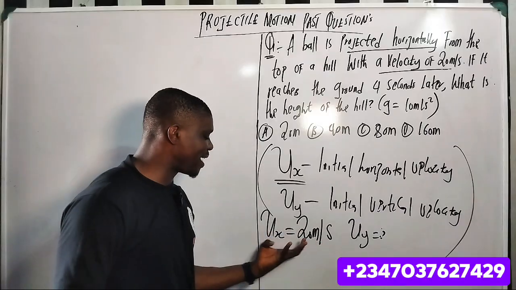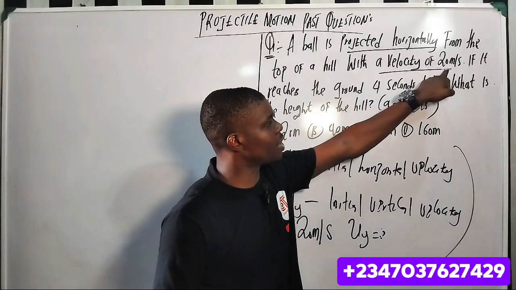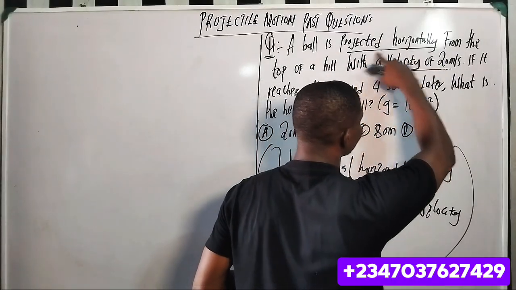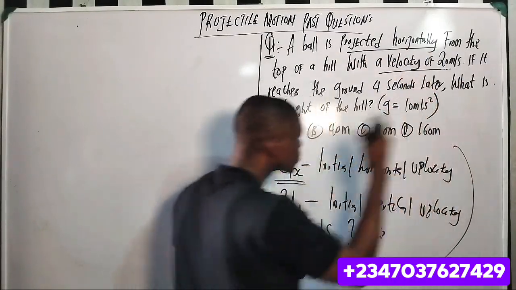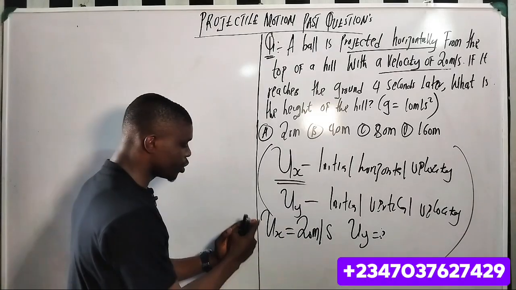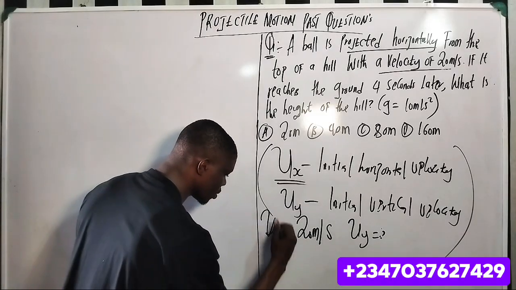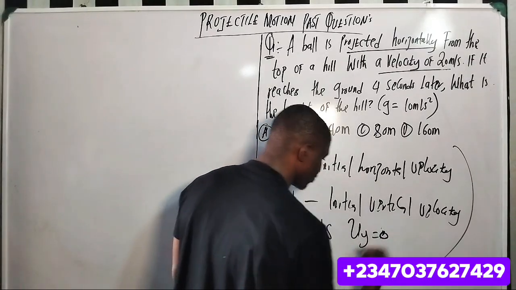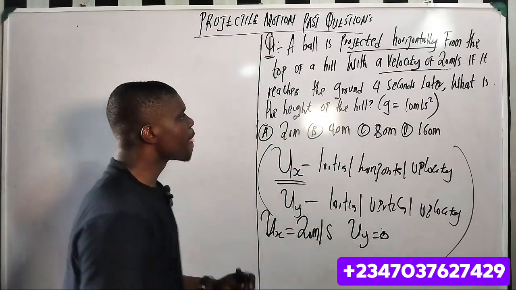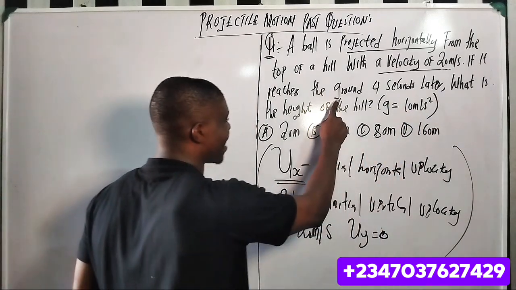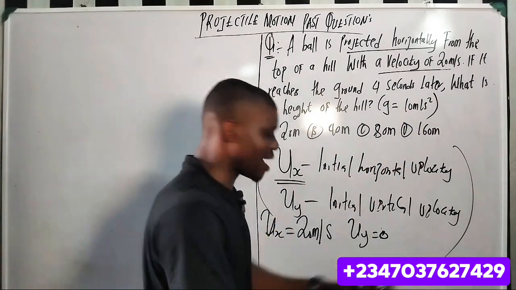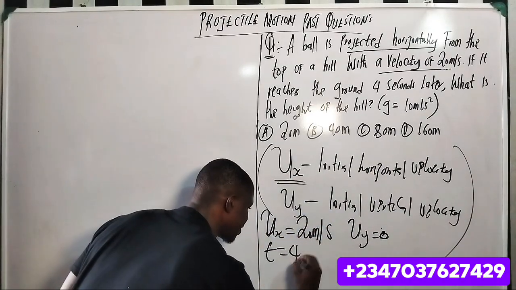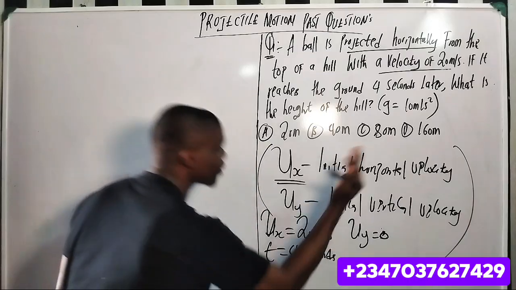Now why do we pick this 20 meters per second as the horizontal? Because the ball was projected horizontally with a velocity, so it is ux. So my uy is 0. It's not given, so let's say it's 0. Hope you understand. Now, if it reaches the ground, the time it takes to reach the ground, that is t. The time it takes to reach the ground is 4 seconds.